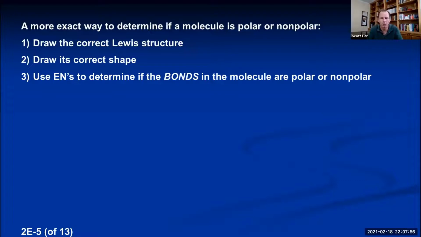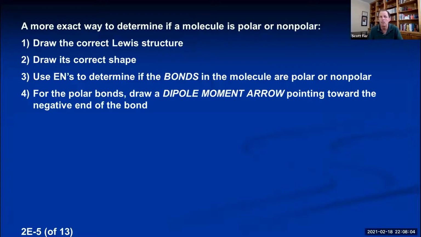And the arrow along the bond points towards the negative end. So what we're going to do is use dipole moment arrows instead of delta positives and delta negatives. For any bond that turns out to be polar, we're going to draw a dipole moment arrow pointing to the negative end of the bond from the positive end.